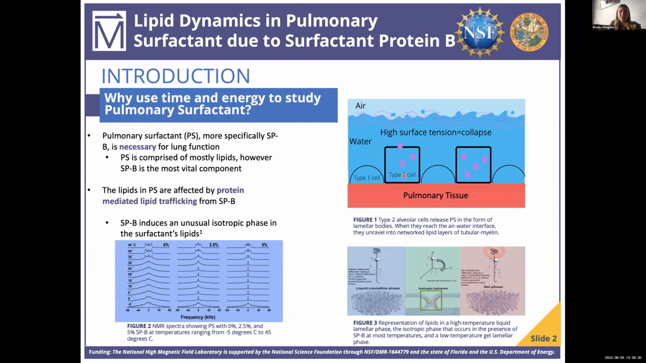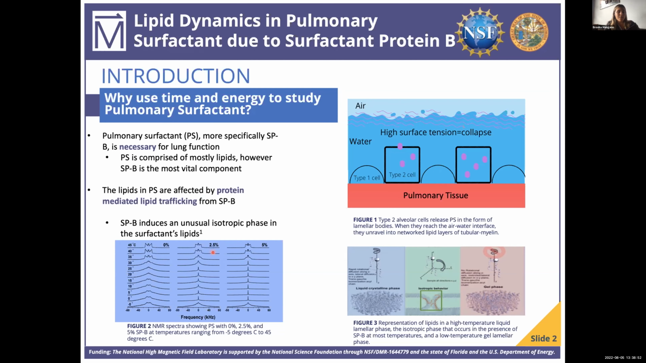So from the lung cells, the pulmonary surfactant is released in lamellar bodies, and SP-B allows it to unfold at the air-water interface, reducing surface tension. If there is too high surface tension, then our lungs will collapse.